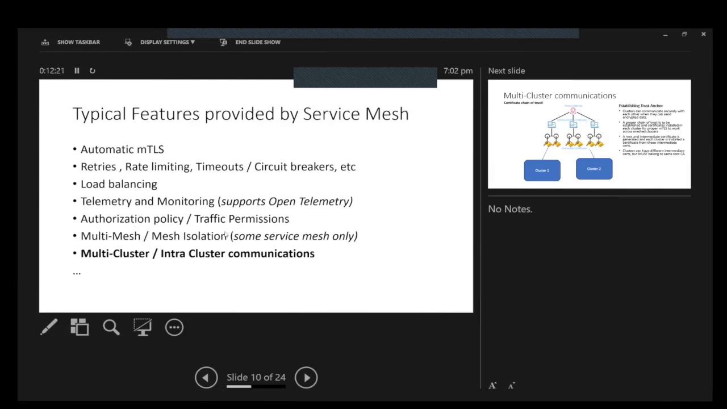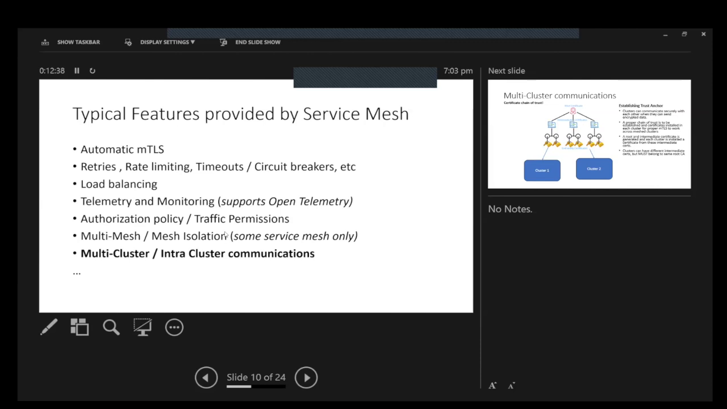Traffic permission, you can have two namespaces only talk to each other. Let's say there are three namespaces, only two are meshed, or all three are meshed. You can say namespace A can only talk to namespace B. Because the proxy has the details, it will recognize it, because all the traffic goes through it. You can write those permissions.